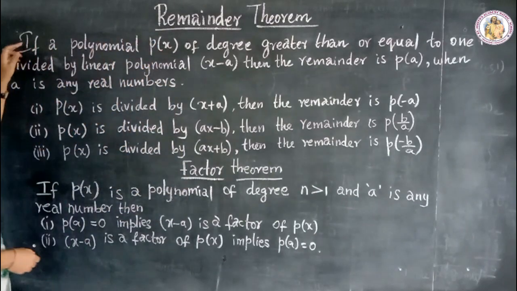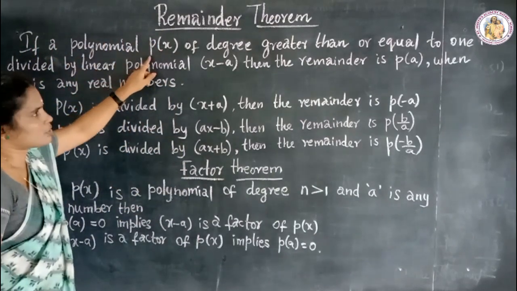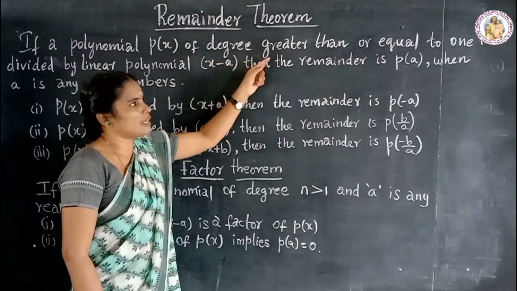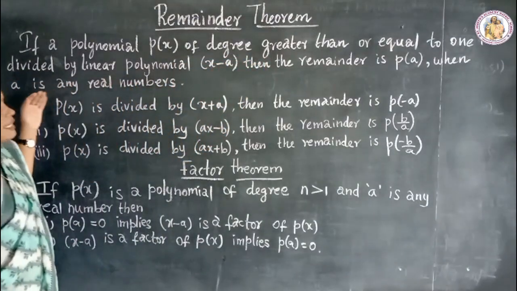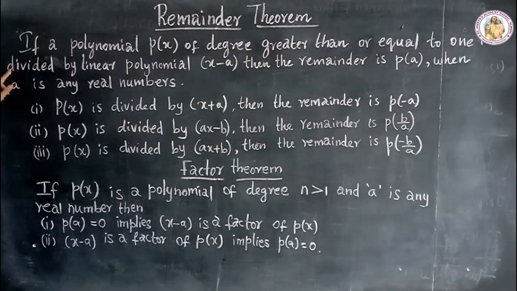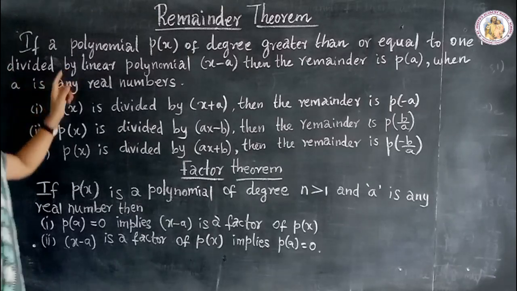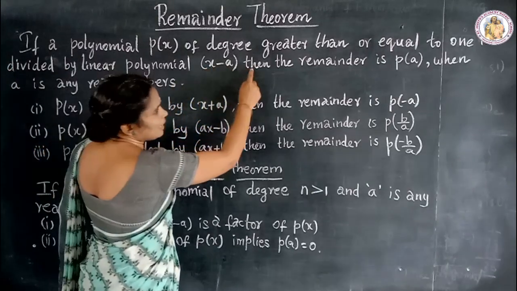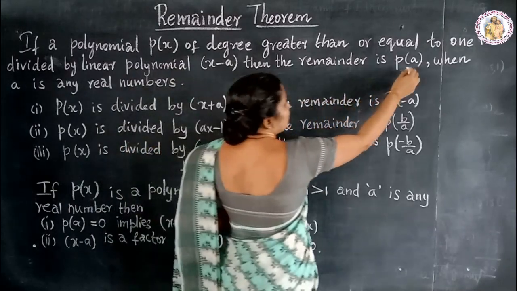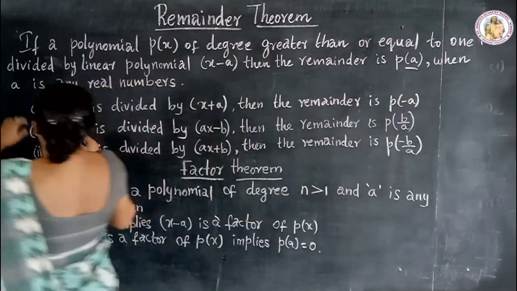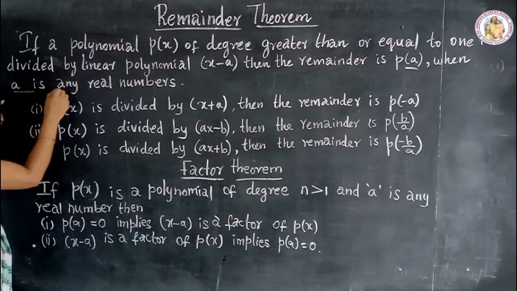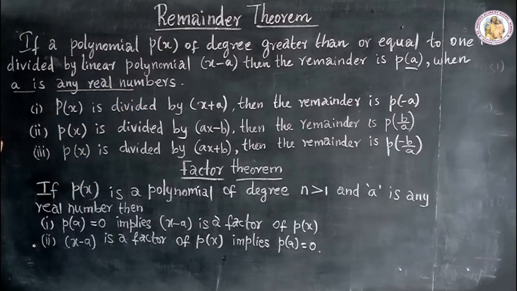In the remainder theorem, if a polynomial p(x) of degree greater than or equal to 1 is divided by a linear polynomial x minus a, then the remainder is p(a), where a is any real number. We have already learned this in exercise 3.2, and we have three steps.